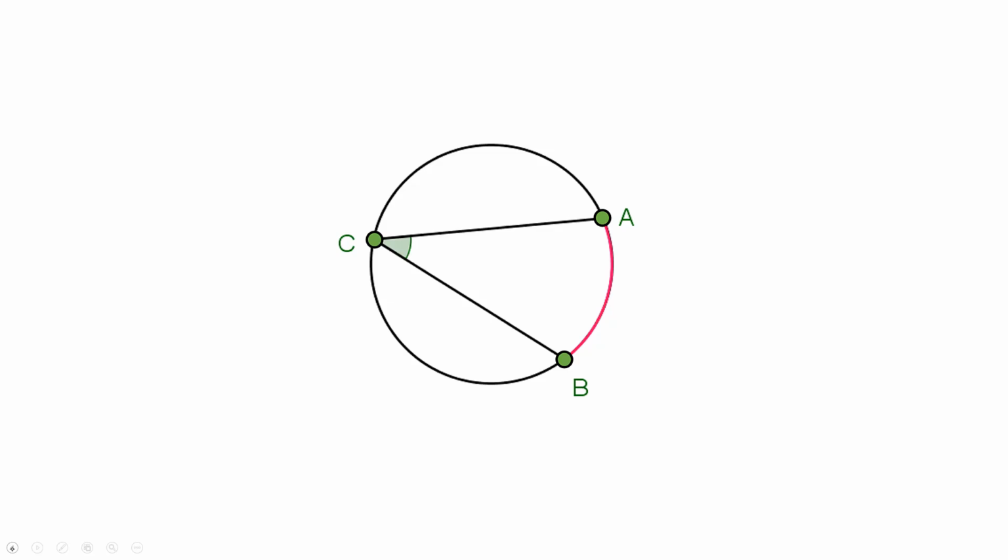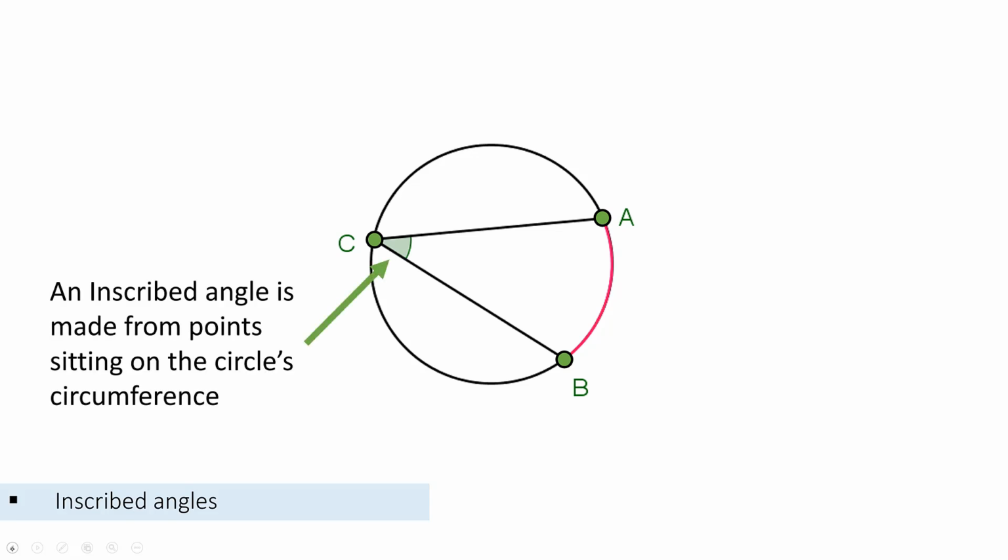In this video, we will see what inscribed angles are and how to solve problems that involve this type of angle. To start, let's see what an inscribed angle is. An inscribed angle is made from points sitting on the circle's circumference, like the one that we have on the screen that is indicated in green.